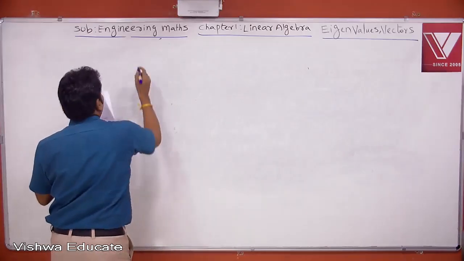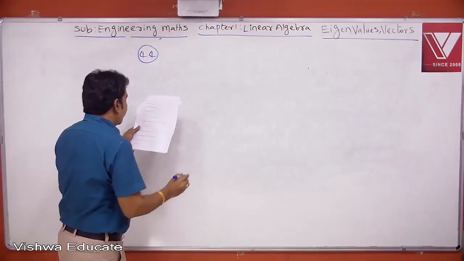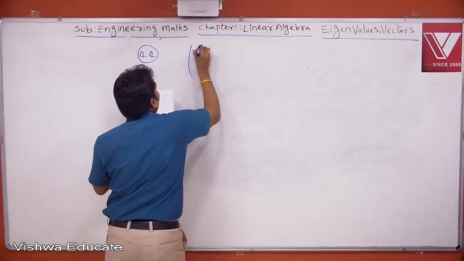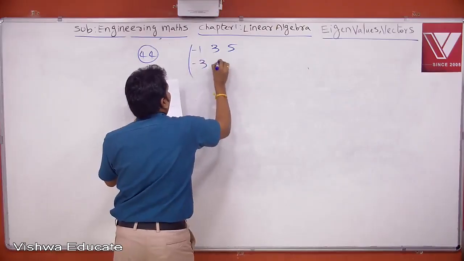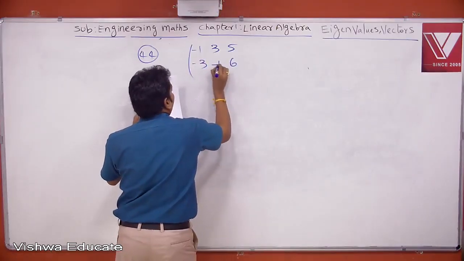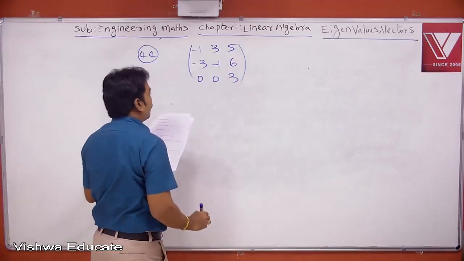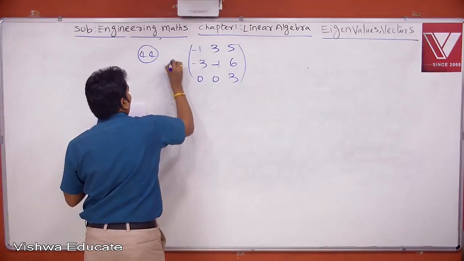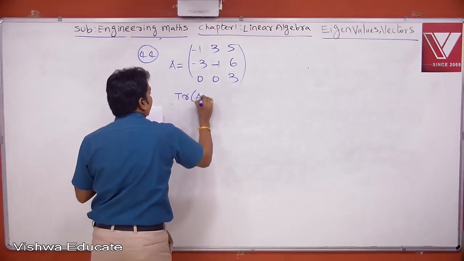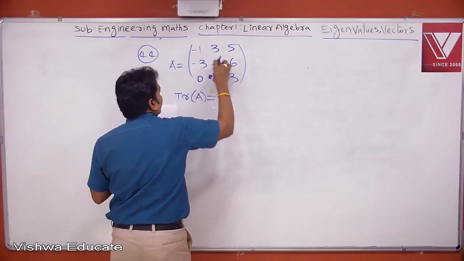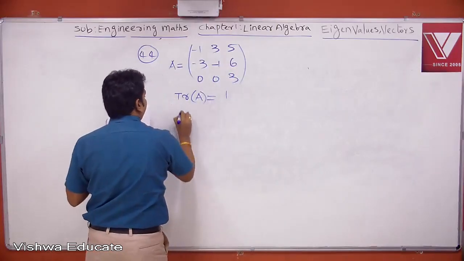Now let us start question number 44. The eigenvalues of the matrix with rows minus 1, 3, 5; minus 3, minus 1, 6; 0, 0, 3 are given. Options are given. Assume that this matrix is A. What is the trace of this matrix? Sum of diagonal elements: minus 1 plus minus 1 plus 3. This is 1.